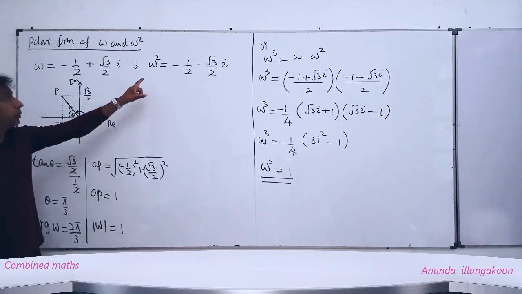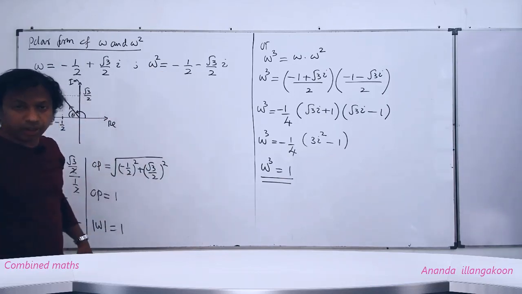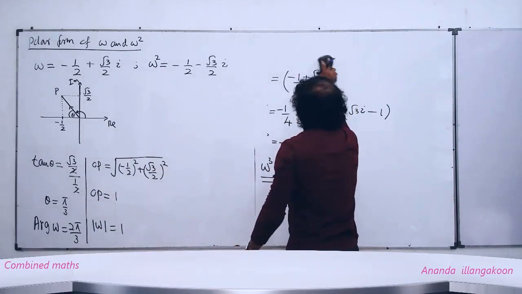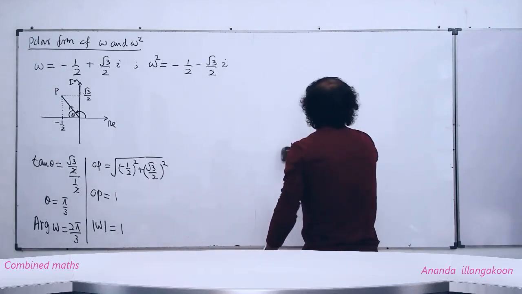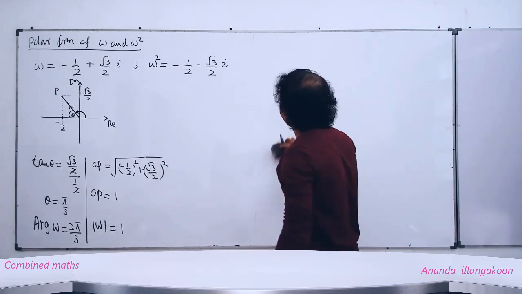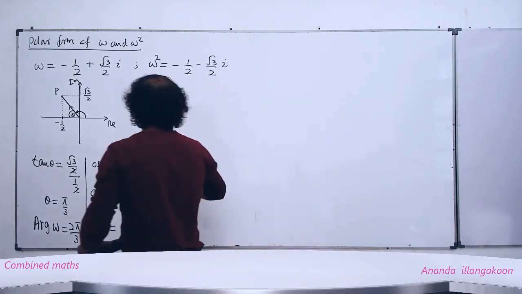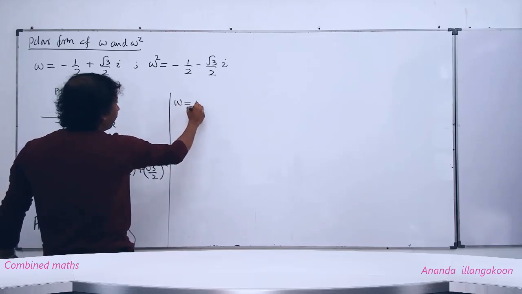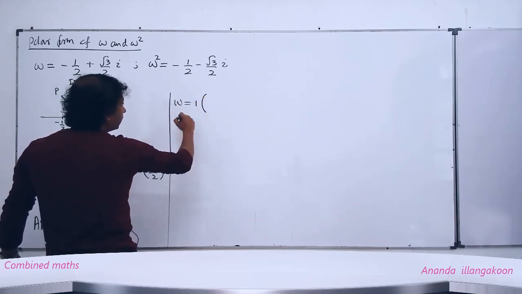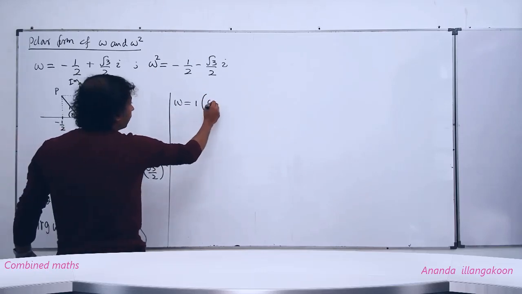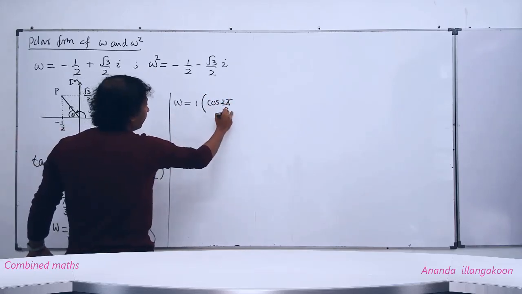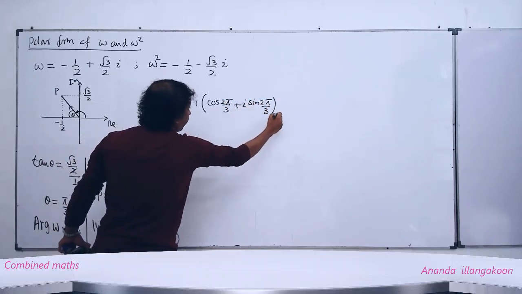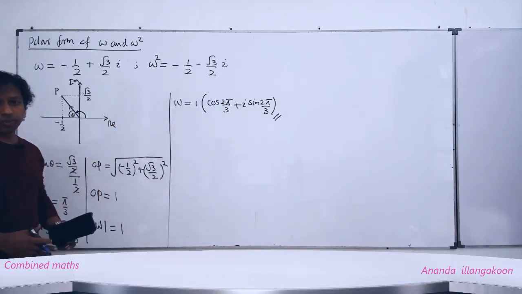Similarly, we can come to this omega square. Then omega you can write how, people? 1 is the modulus, cos 2 pi by 3 plus i sin 2 pi by 3 is omega in polar form.